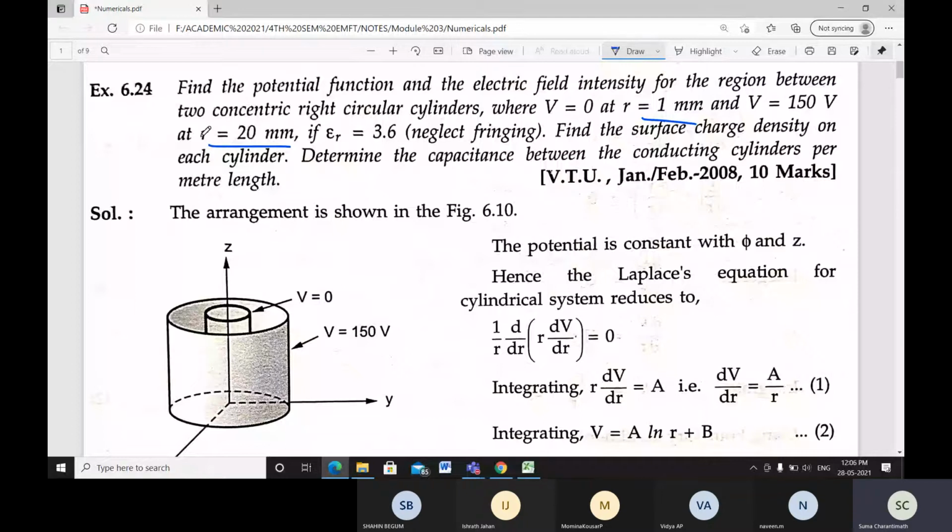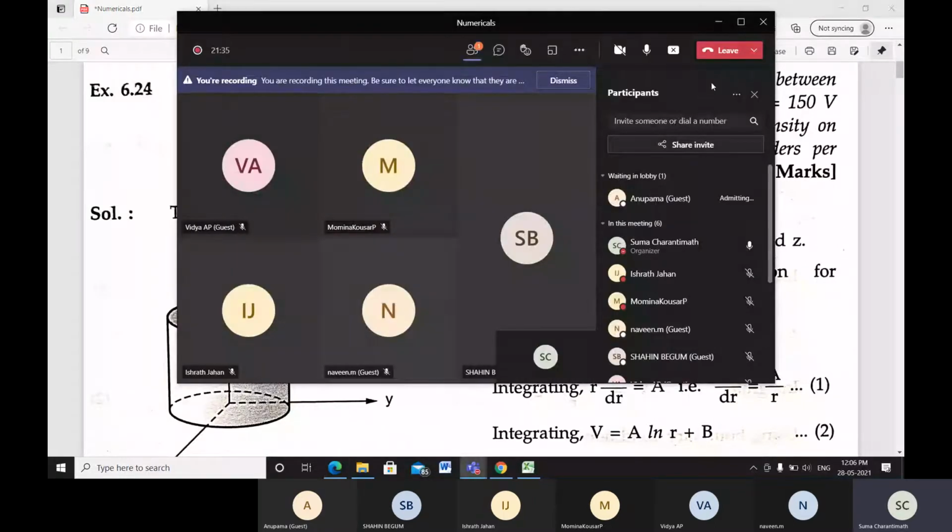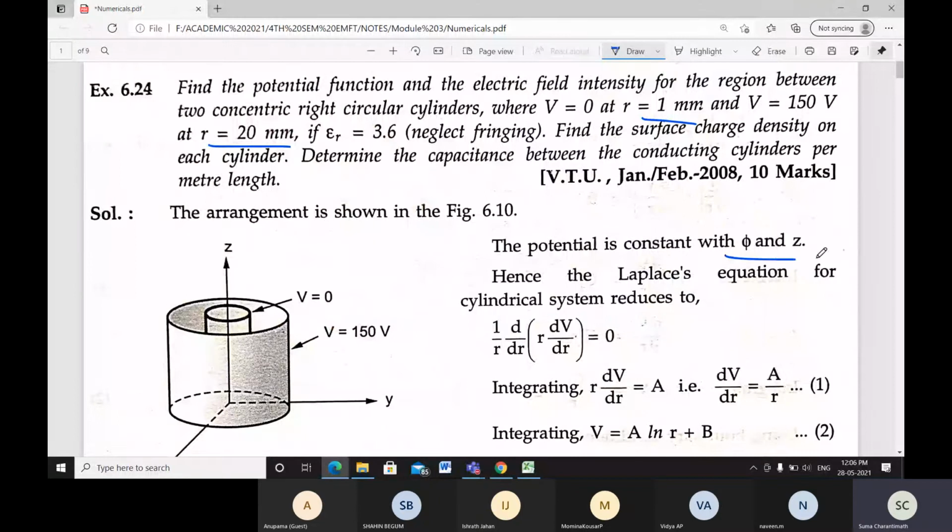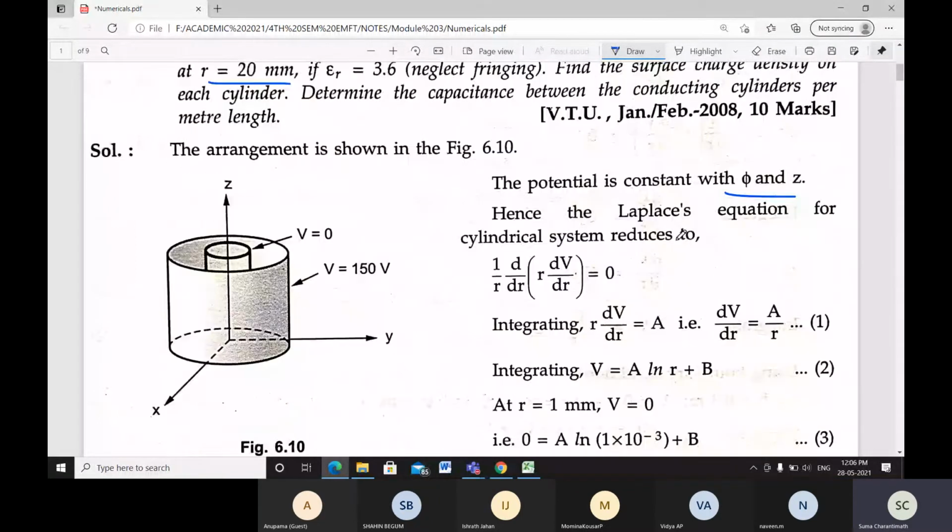Then in the cylindrical coordinate system, r, phi, z, where phi and z are constant. For that reason, you can write here that potential is constant with phi and z. Then using the Laplace equation for the cylindrical system, reduced to the first part, you have to write 1 by r, d by dr of r into dV by dr, that is equal to 0.